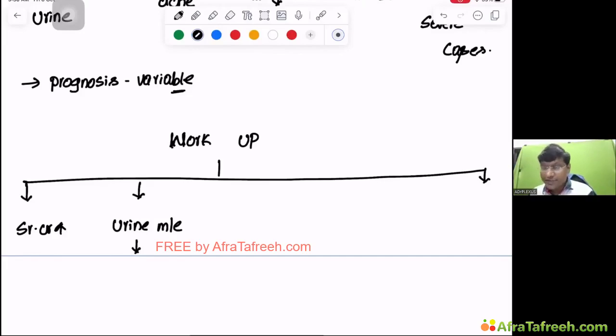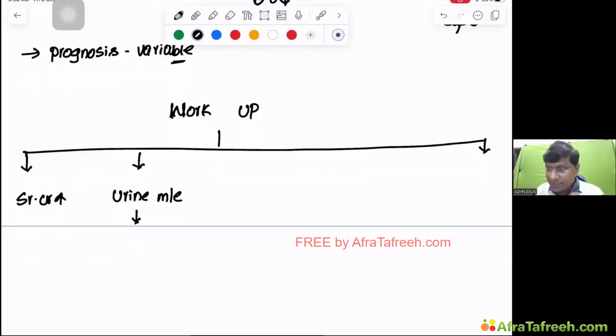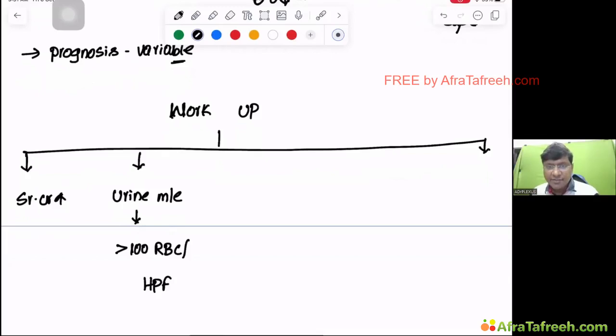Or persistent hematuria? Very good, Jacob. So in one urine sample, if it is more than 100 RBC per high power field, then we consider it as hematuria. Or more than 5 RBCs in 3 samples in 3 subsequent weeks, then we call it hematuria. So urine microscopy will be showing more than 100 RBC per high power field in a single sample to consider it as significant hematuria.